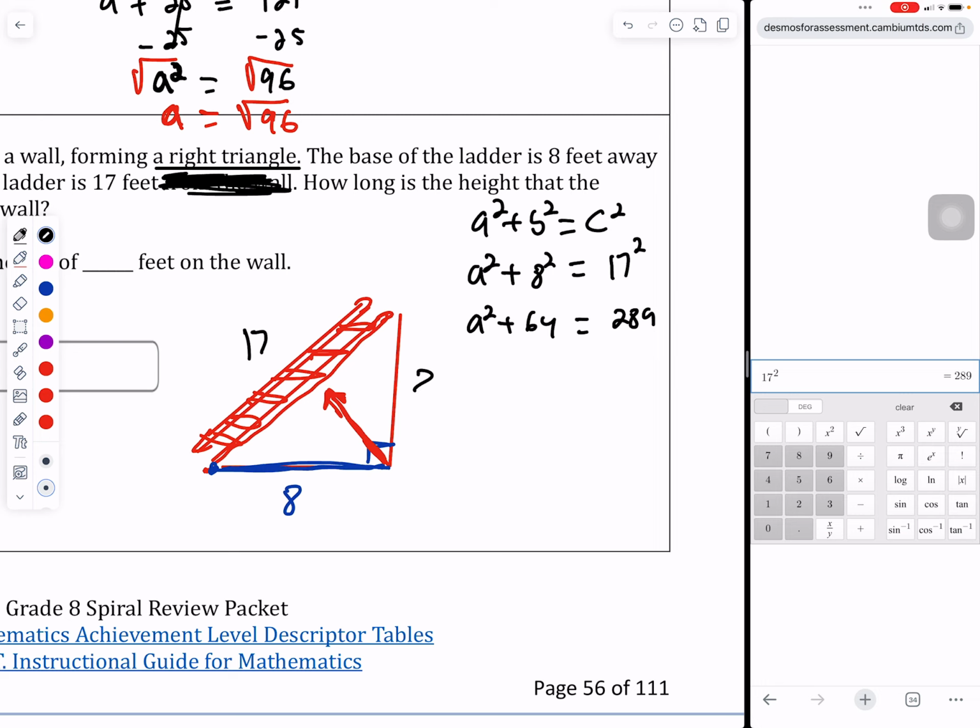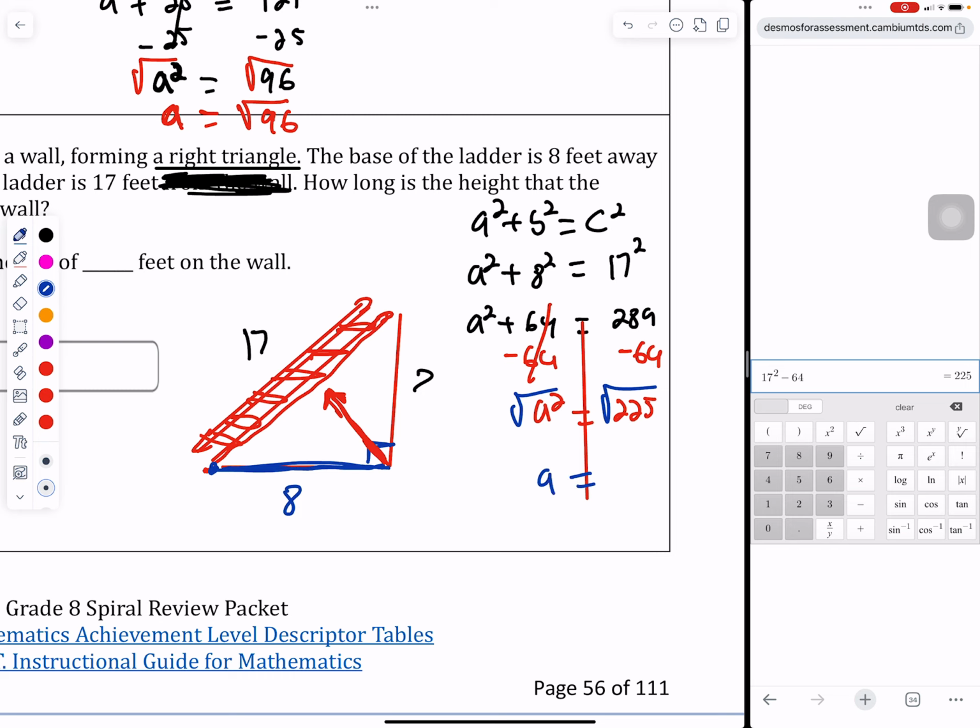Now I'm going to solve for A. Do an inverse operation. Minus 64 on both sides. This is going to cross out. A to the second is equal to, let's see, 289 minus 64 is 225. Then I'm going to take the square root of both sides.